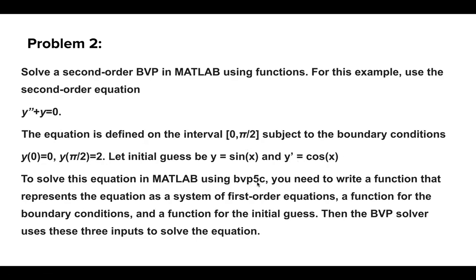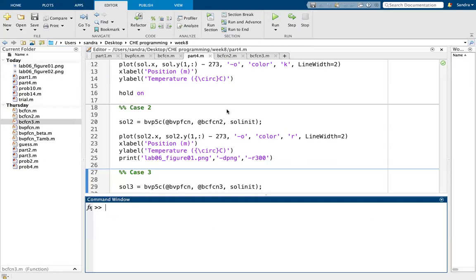We have to use a BVP solver. For that, you need to write a function that represents the equation as first order equations, then a function for boundary conditions, then a function for the initial guess. Then use the BVP solvers to solve this question. This question is pretty simple, but let's try. Let me just show you the answers.